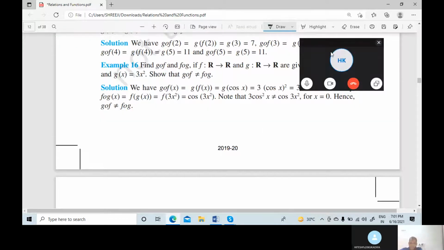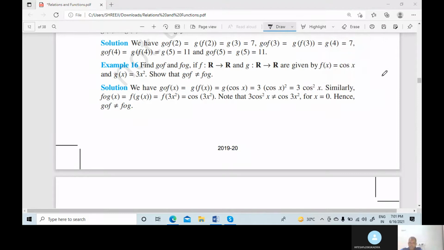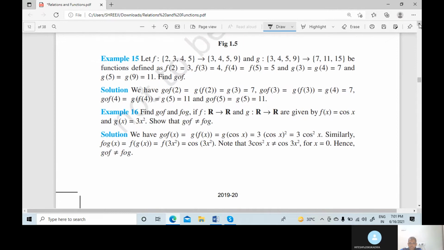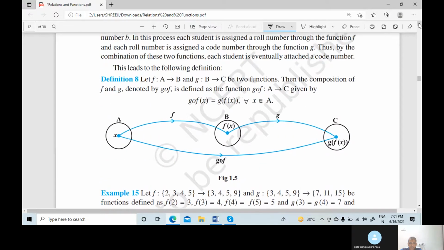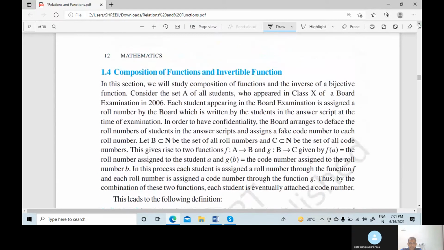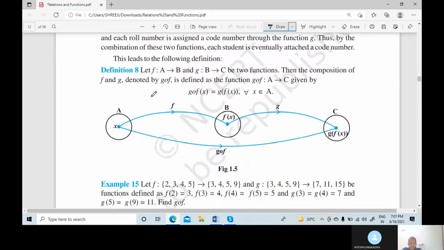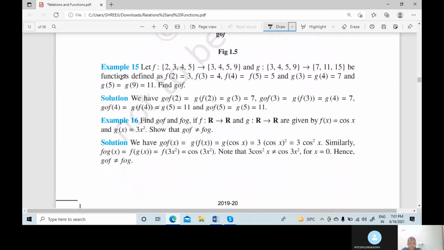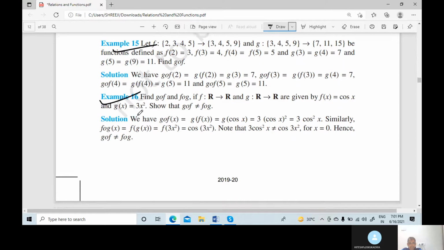We continue the discussion about the composition of two functions. In the last lecture we already started the topic of composition of two functions. Composition of functions, here we continue the discussion. The definition is already explained, and Example 15 is completed. Now we discuss Example number 16.